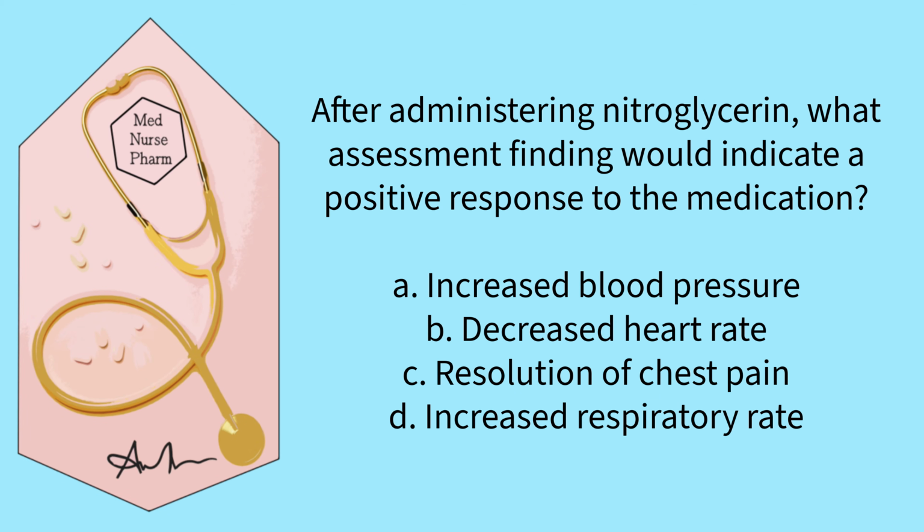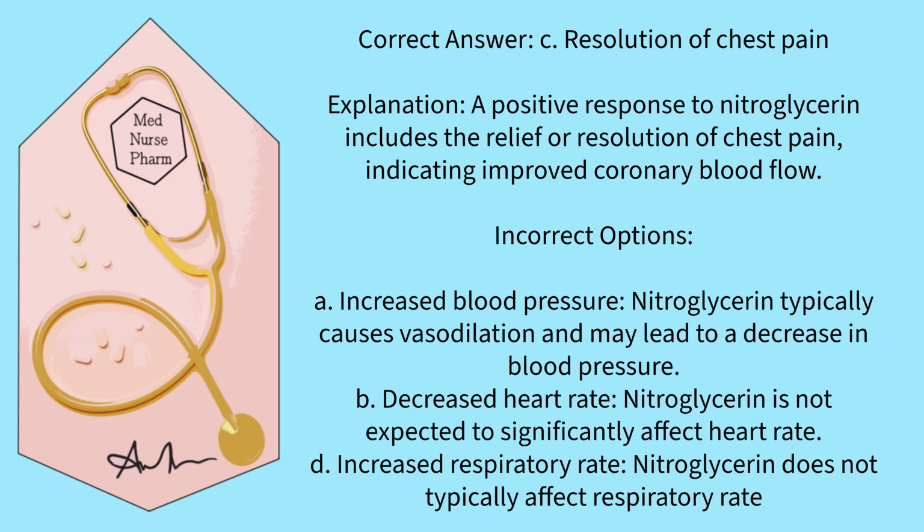After administering nitroglycerin, what assessment finding would indicate a positive response to the medication? A, increased blood pressure. B, decreased heart rate. C, resolution of chest pain. D, increased respiratory rate. Pause the video and select your answer. The correct answer is C. Resolution of chest pain. A positive response to nitroglycerin includes the relief or resolution of chest pain, indicating improved coronary blood flow. Pause the video and go through the incorrect options.